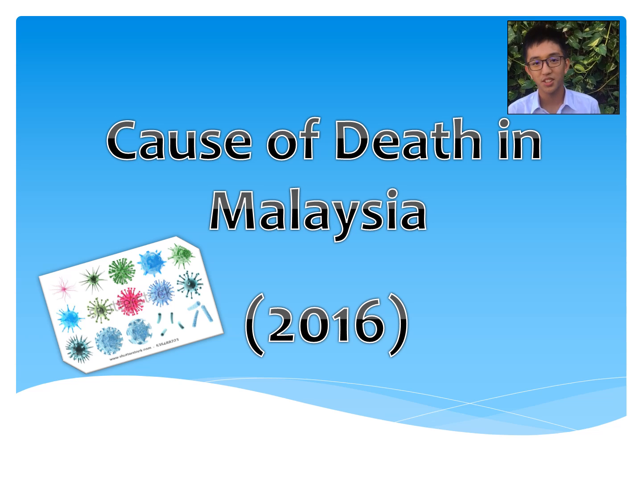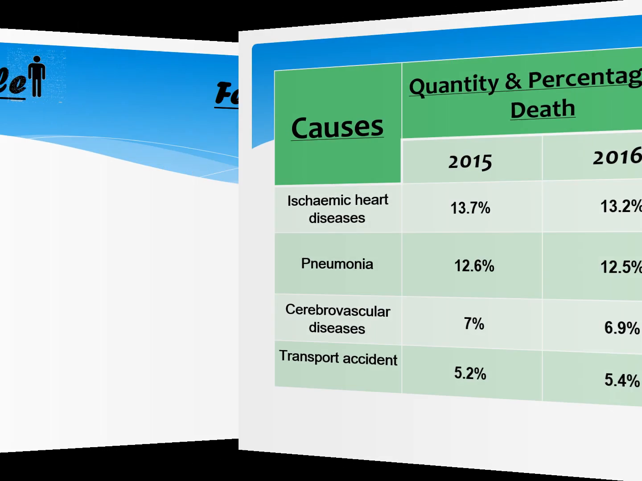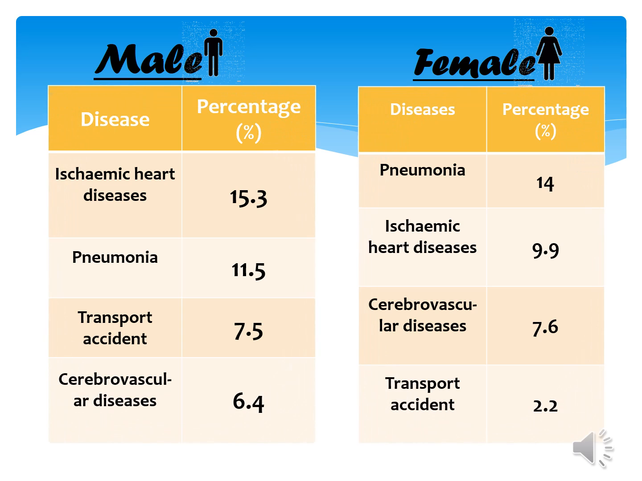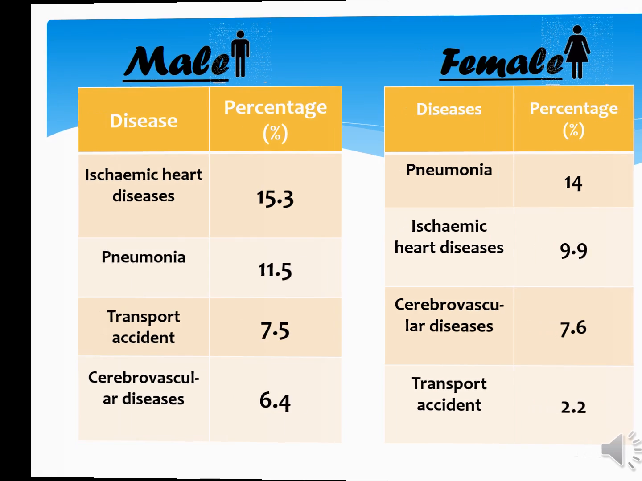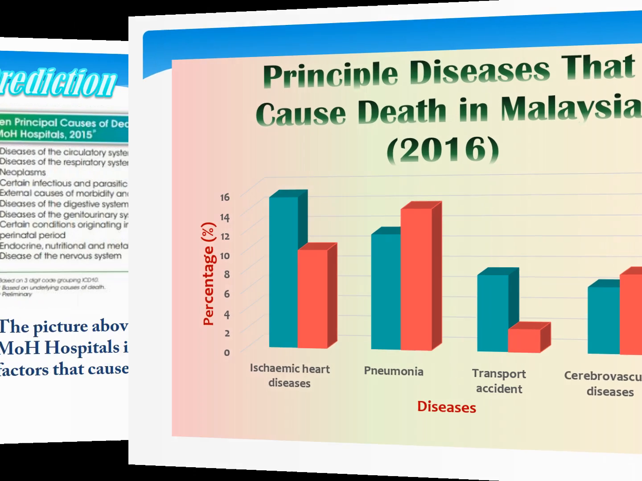The following 3 slides will introduce the causes of death in Malaysia in 2016. We can see that ischemic heart disease causes the highest percentage of death. We can also see that the percentage of death from transport accidents is increasing. We found that ischemic heart disease has the highest percentage for males, while pneumonia has the highest percentage for females. We found that ischemic heart disease causes the most deaths, while transport accident causes the least.